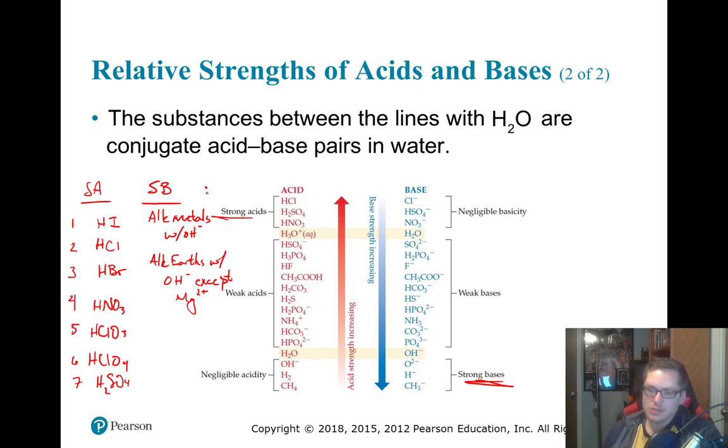So that's just something to remind yourself of from before. But we've got this list here: strong acids, strong bases down here. Notice that for the strong acids, their conjugate bases are negligibly basic. Essentially, they're just neutral. They don't do anything to the basicity of your solution. And the same thing on the strong bases, their conjugate acids are negligibly acidic. And in the middle, you've got weak and weak. Notice you've got water here on the acid side and water here on the base side.